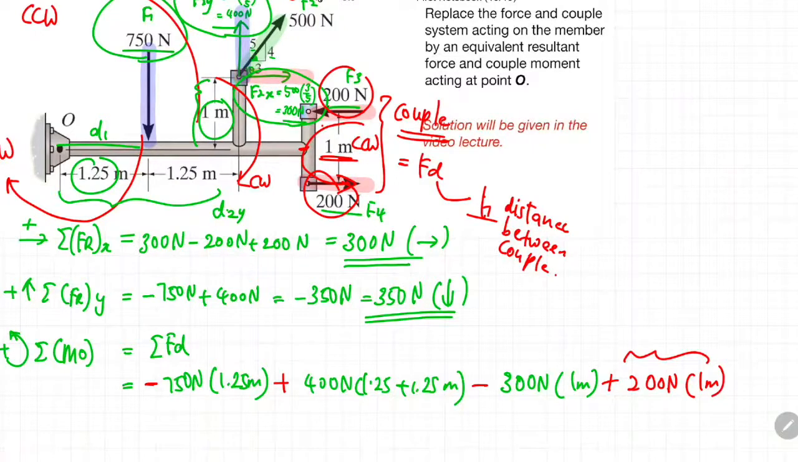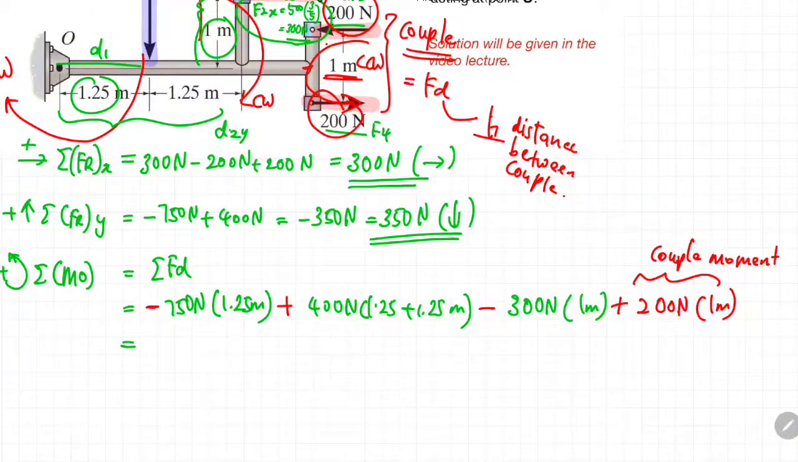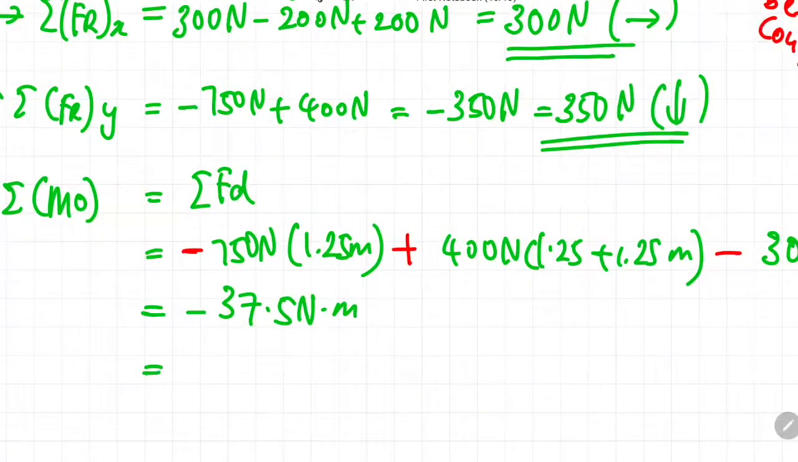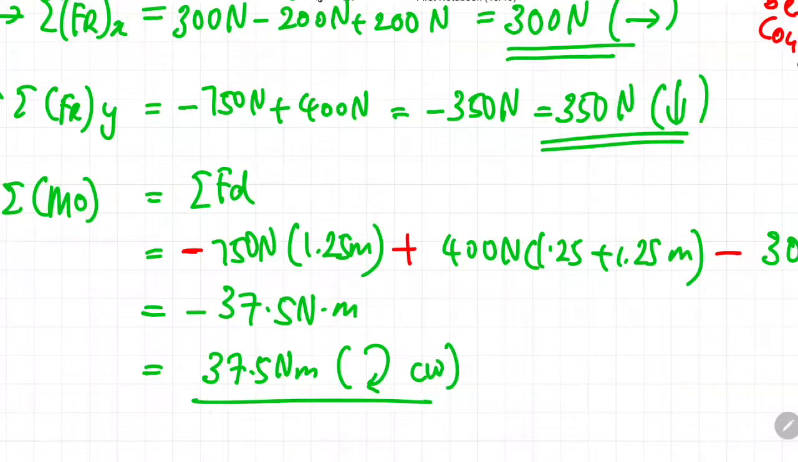So the expression at the end of this equation is specifically for the couple moment. You total up all the magnitudes over here, and you get a corresponding moment of negative 37.5, and the unit would be Newton meter. So this particular expression can also be rewritten as 37.5 Newton meter, and because it's negative, it means that the direction is clockwise.